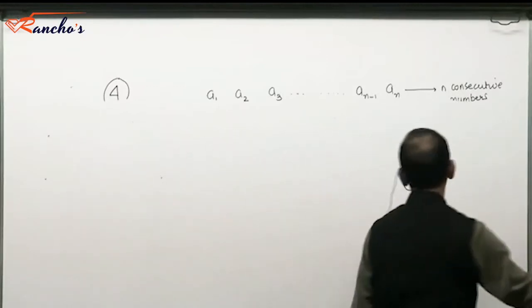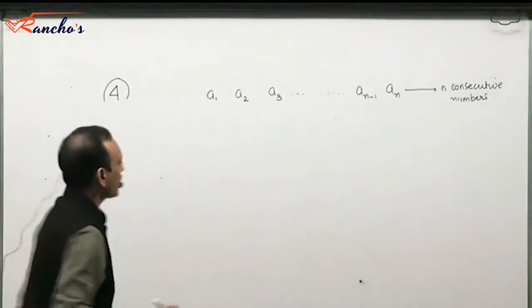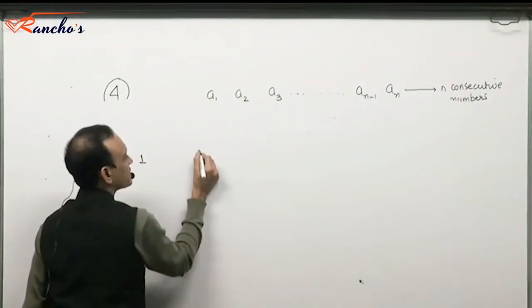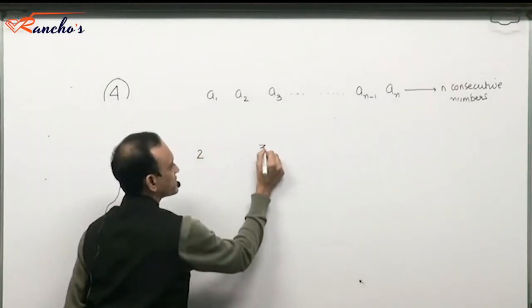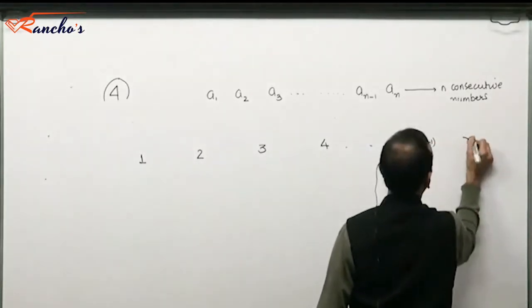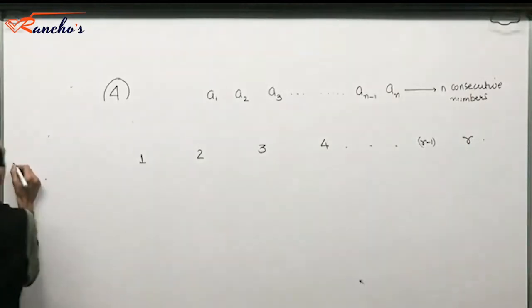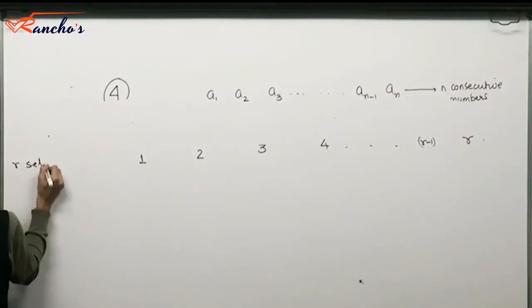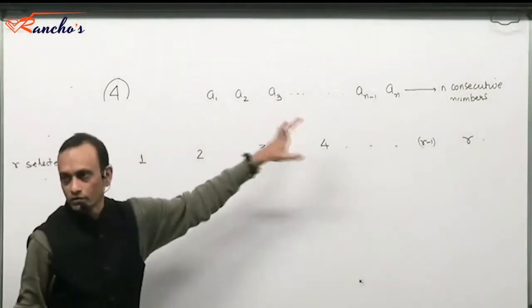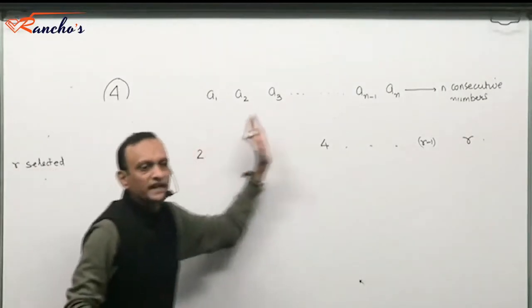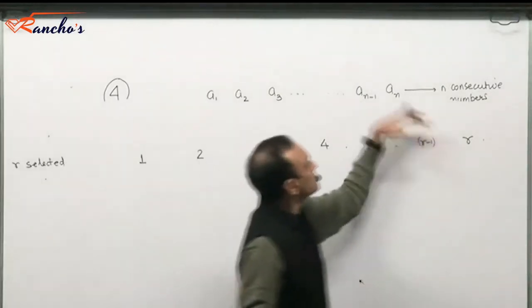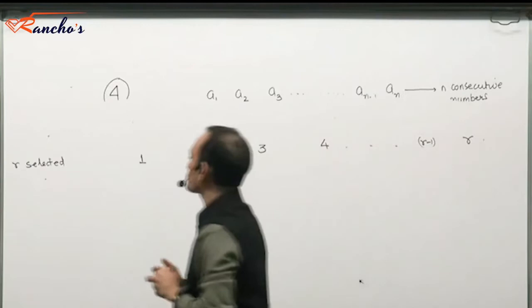See, what we could have done is, there could have been, this is the first selected, this is the second selected, third selected, fourth selected, R minus 1th selected, Rth selected. These are the R selected, right? 1, 2, 3, 4. I'm calling them 1, 2, 3, 4. That is just the index of these numbers. These are not the numbers. These are the index. That means our numbers are selected from these many. Right?